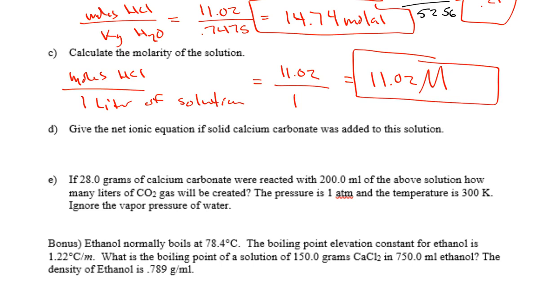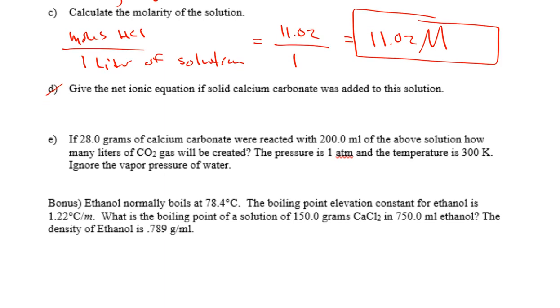All right. I'm not going to worry about D too much. If you need to review chapter 4, it's gas producing reactions with acids. So when carbonate reacts with an acid, it's going to make H2O plus CO2. All right, in E, let's say you have 75 grams of calcium carbonate and we'll say 2 liters of the above solution. All right, and we're gonna calculate this.